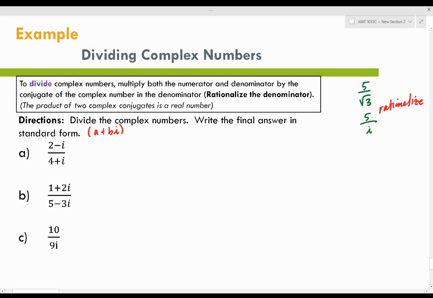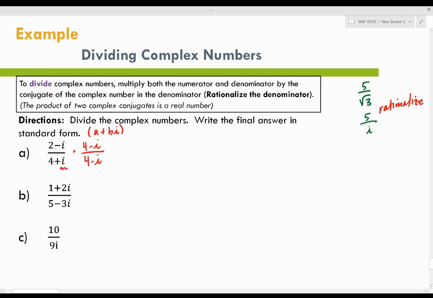A says (2 minus i) over (4 plus i), okay? Originally, there's nothing that can simplify in that problem, but we can't leave it the way that it is because there's an i in the denominator. So we're going to need to rationalize this. Since there are two terms, the 4 plus the i in the denominator, we're going to rationalize by multiplying by the conjugate, which would be (4 minus i) over (4 minus i).